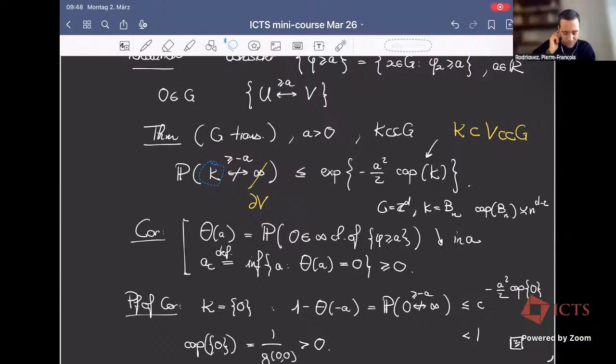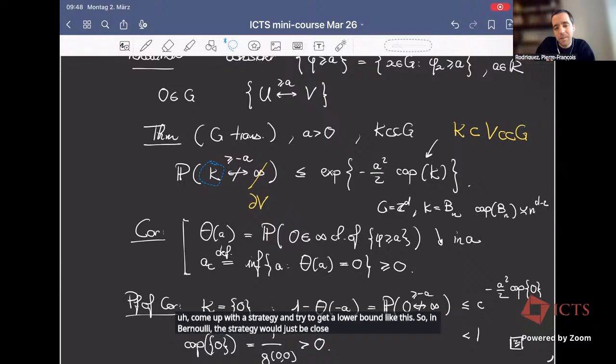Can you hear me? Yes. Okay. So for the lower bound, actually, you can just come up with a strategy and try to get a lower bound like this. So in Bernoulli, the strategy would just be close all the vertices on the boundary of the box, which gives you the right order of magnitude.